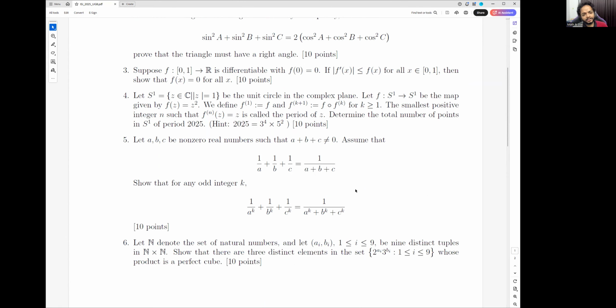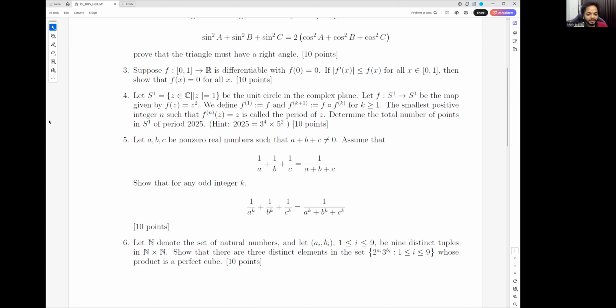Suppose you have a function whose domain is the closed and bounded interval [0, 1], and the codomain is R. It's differentiable, the function takes the value 0 at 0, and f(x), for all x in its domain, is greater than or equal to |f'(x)|. We have to show that the function is 0 throughout its domain.